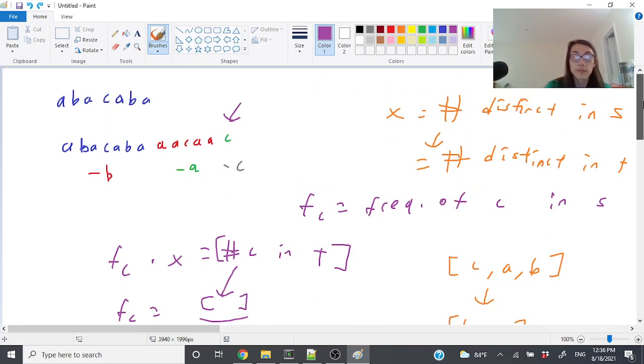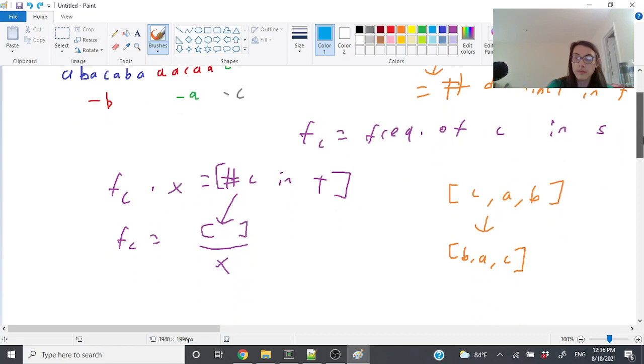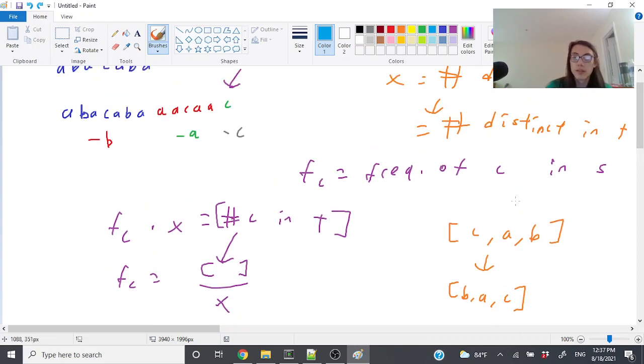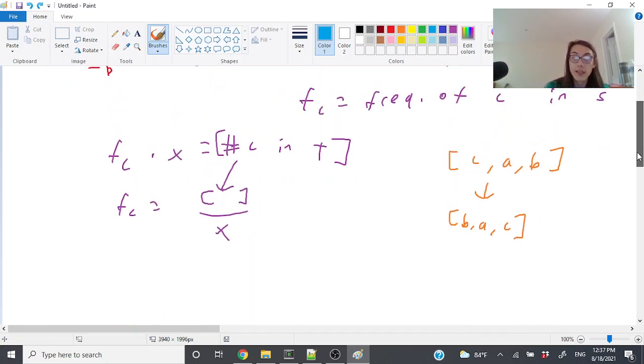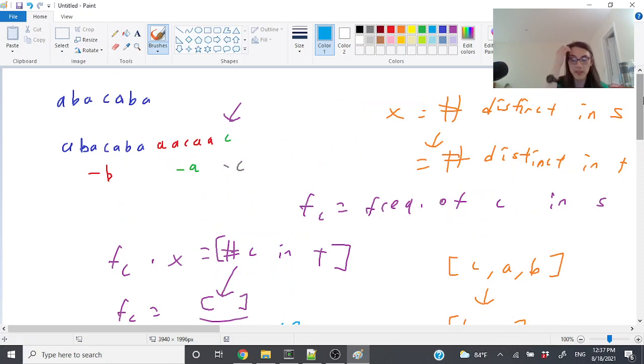So how do we find the next frequency? We know the frequency of C is the number of C in T divided by 3. And what about A? Well, we know that A is alive for 2 rounds because it was removed in the second round. So this X value for C will be 3, for A it will be 2, and for B it will be 1, because A is alive 2 rounds, B is alive 1 round.